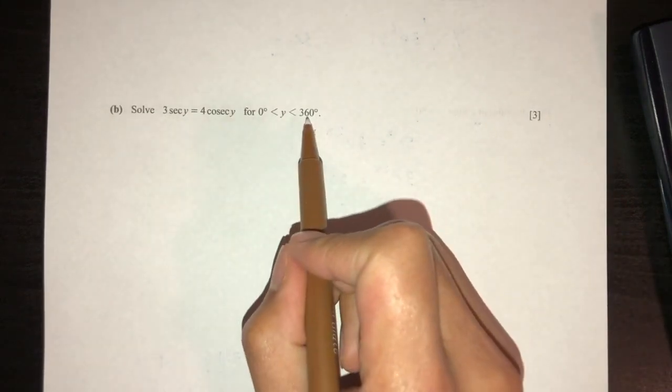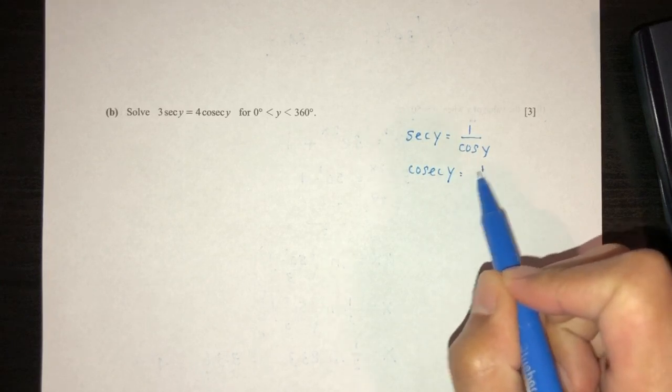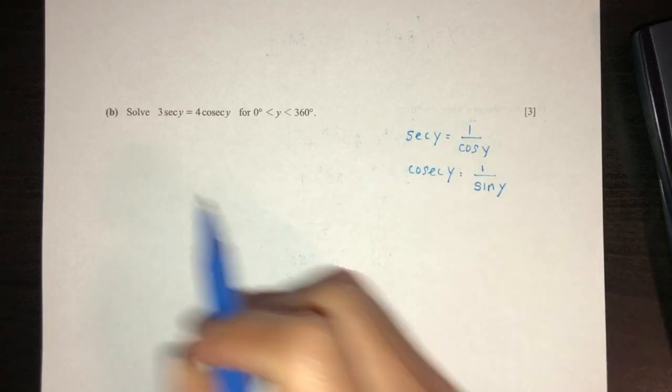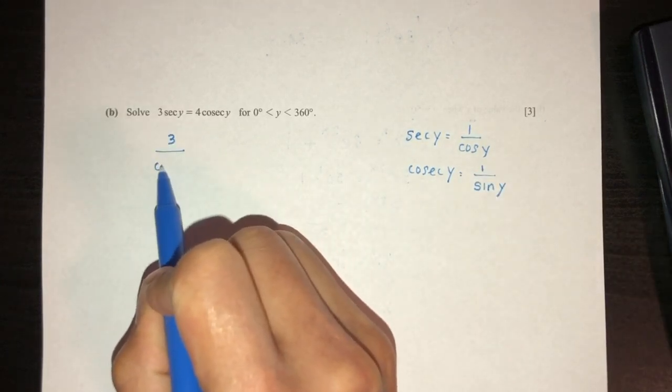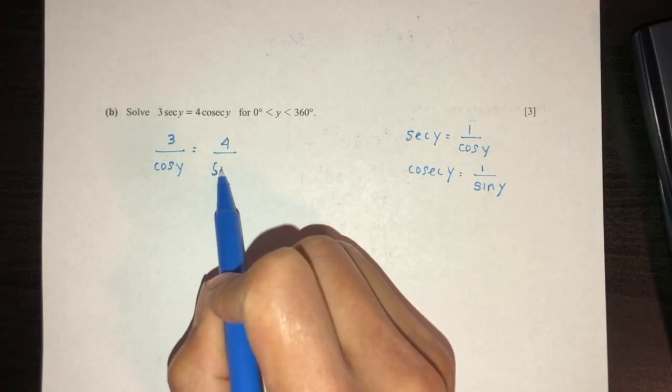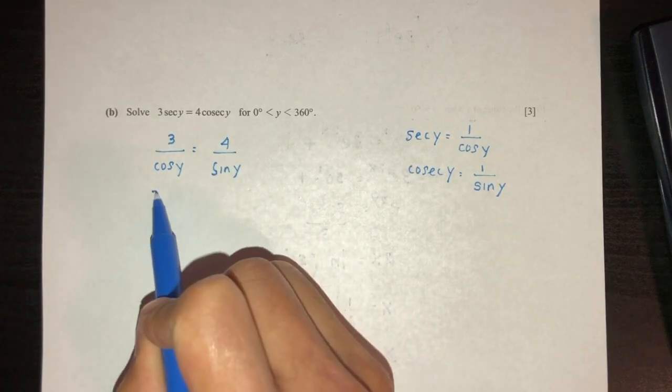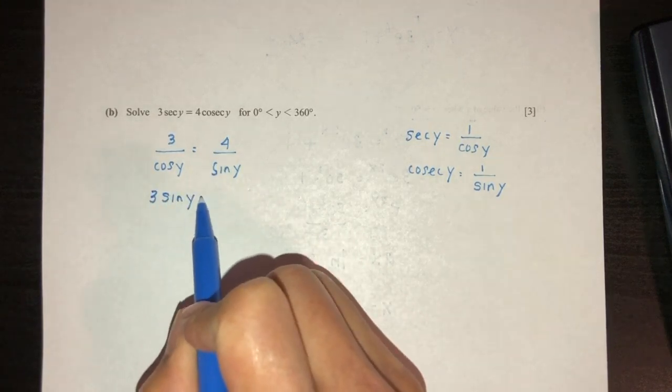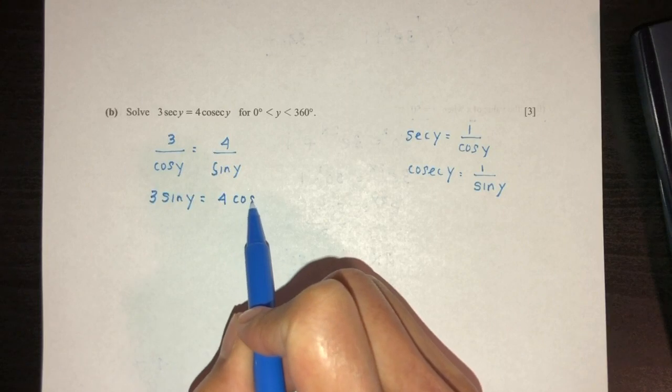Now for part B, we have to solve this equation for degrees, between 0 and 360. So let's simplify this one by one. What is sec? Sec y is equal to 1 over cos y. What is cosec y? That is 1 over sin y. Let's replace. You will have 3 over cos y is equal to 4 over sin y. Cross multiply, you will have 3 sin y equal to 4 cos y.